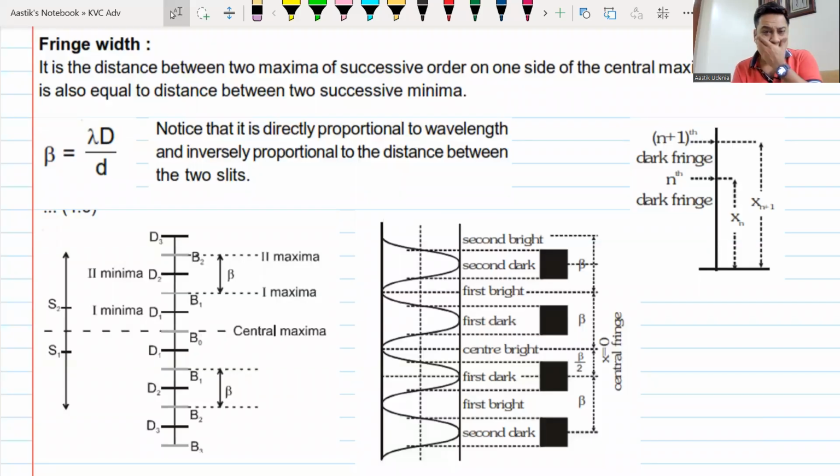The next thing that we are going to understand is fringe width, and it is what it says. It is the distance between two maxima of successive order on one side of the central maxima.